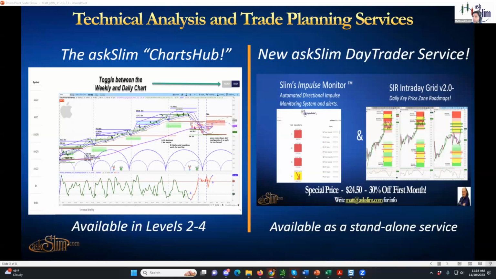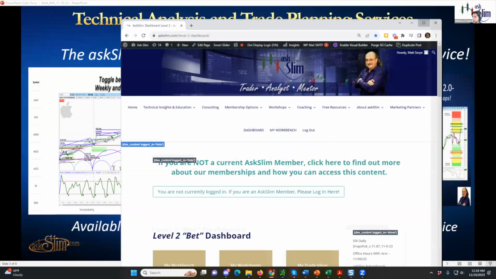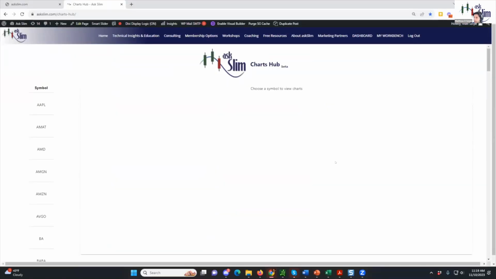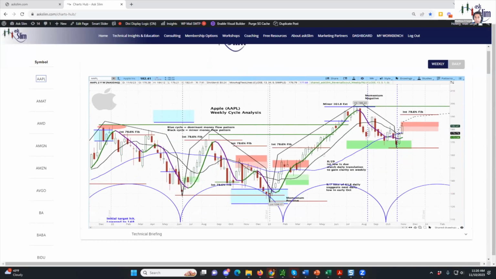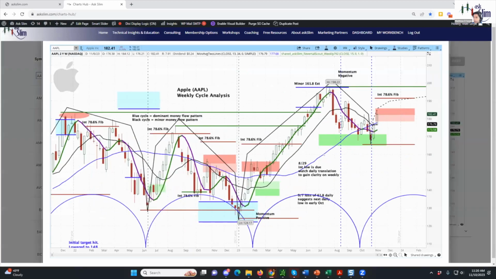I'm going to pull over my level 2 dashboard because it's available in levels 2 through 4. The new ChartsHub, you have just that. We have 84 of the best and widely held traded stocks, ETFs, and futures. So what you can do is pick any symbol of interest, click on that symbol, and that pops up our weekly chart. You click on it to see the full-size version.